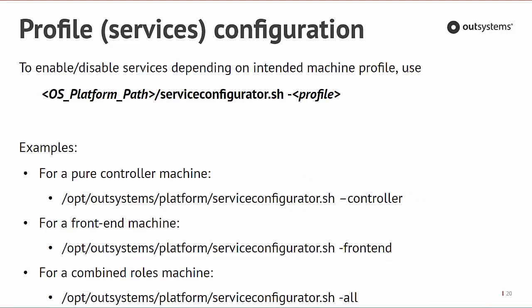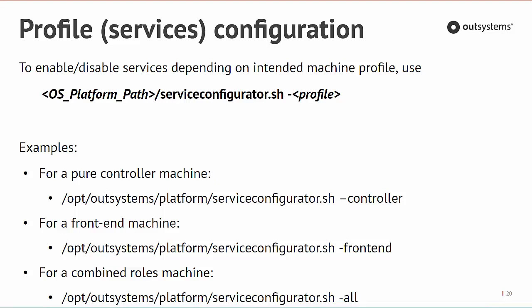So how do we configure a profile? This is actually a change not available on the Windows .NET stack. We can enable or disable services depending on the intended profile. We just need to use the service configurator shell script and provide it with the profile that we want the machine to have. If you want a pure controller machine, we'll use -controller. For a front-end machine, we'll use -frontend, and if you want a combined roles machine, we will use -all, and it will have both the front end and the controller.